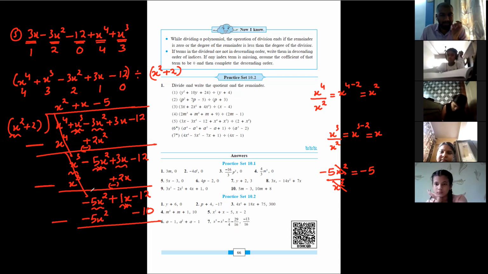Again, I'll subtract. This will get cancelled. This minus 10 sign will change to plus 10. Now in 12 and 10, the greater number sign is minus. Both the signs are different. So you subtract. 12 minus 10 is what? 2. And I'll write 1x at the. If you have any doubt, you can ask.